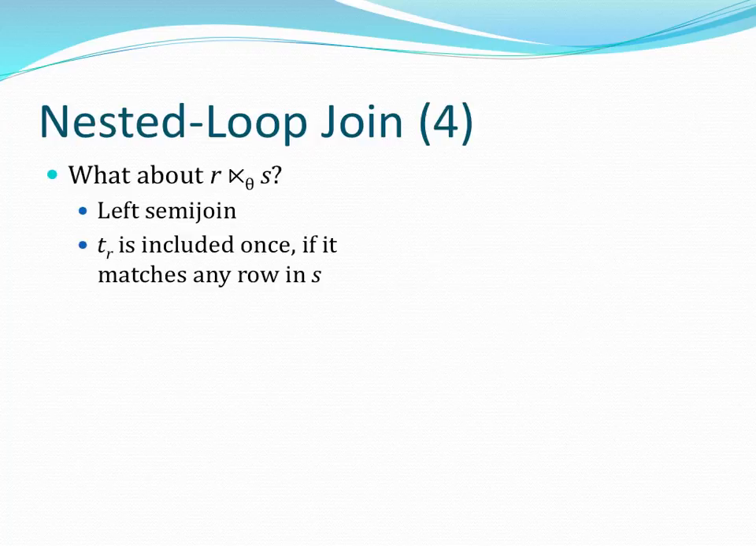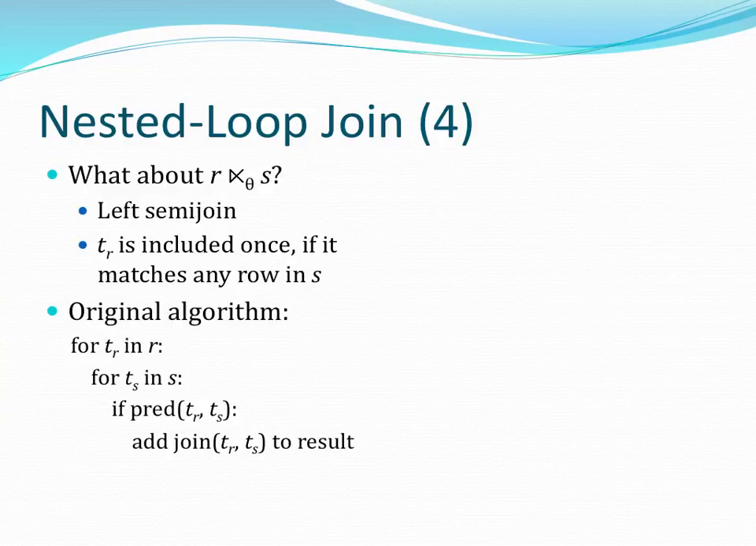Okay, left semi-join. This is useful. We'll talk about this with nested loops. You'll see how straightforward this translation is. So we'll go ahead and talk about it with nested loops, and then we'll ignore it for the other join algorithms because it's pretty straightforward. Okay. So like I say here, T sub R is included once if it matches any row in S.